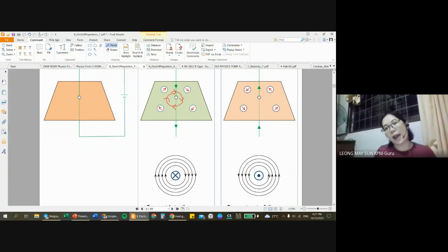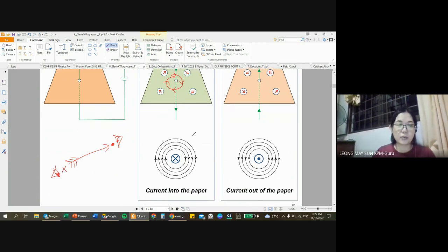Now, how did this arrow and dot come about? This arrow and dot actually comes from the archery arrow. If you look at the archery arrow from the front, you would see a dot. But if you look at the archery arrow from the back, you will see a cross. So when you see a cross, this means that the current is entering the paper going downwards, because this picture is the view from the top. The current is going into the paper, which means we are looking at this paper from the top view.